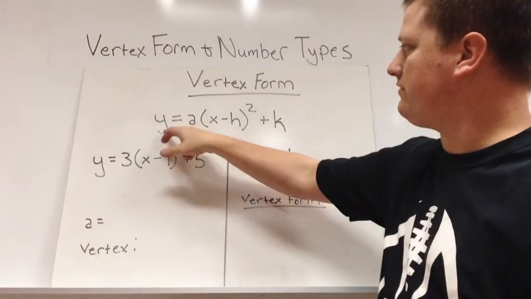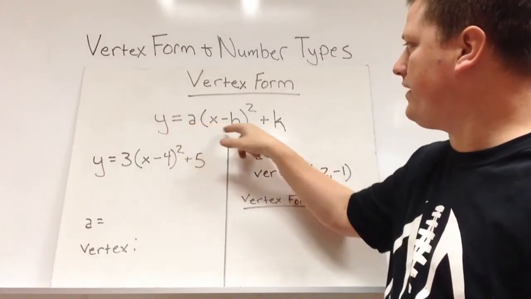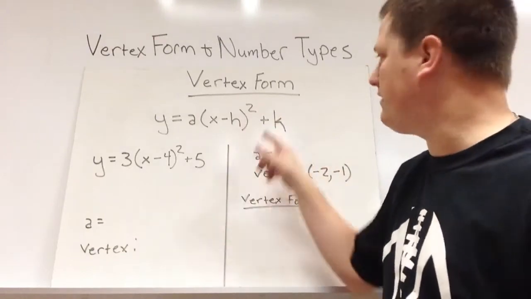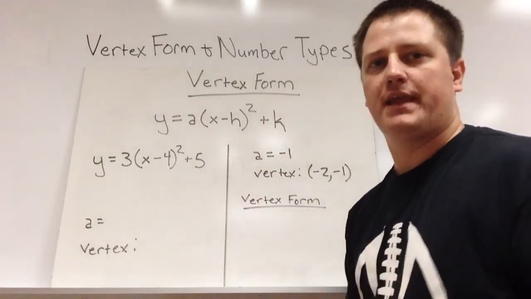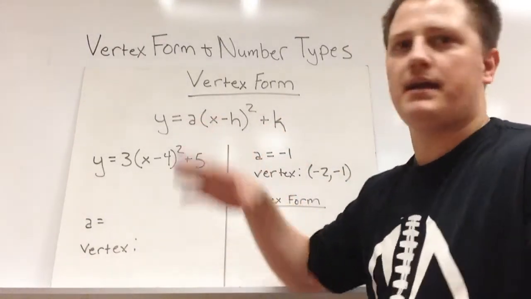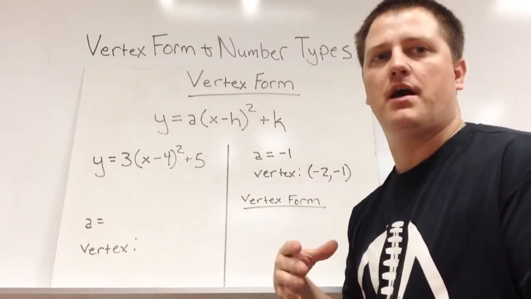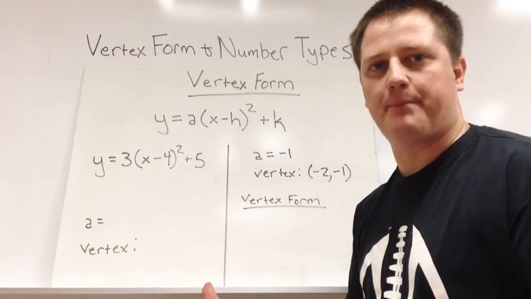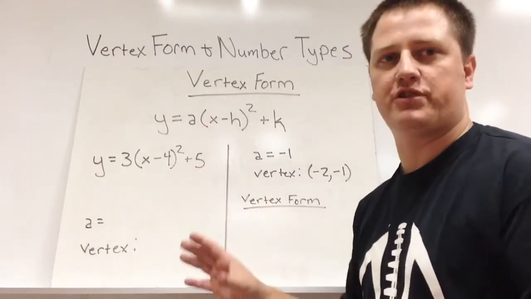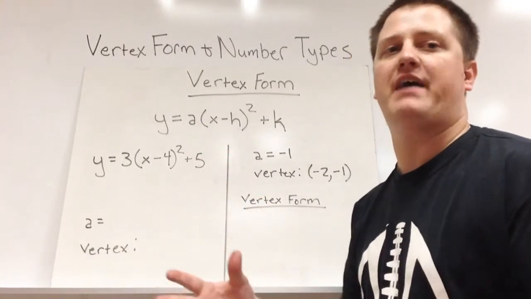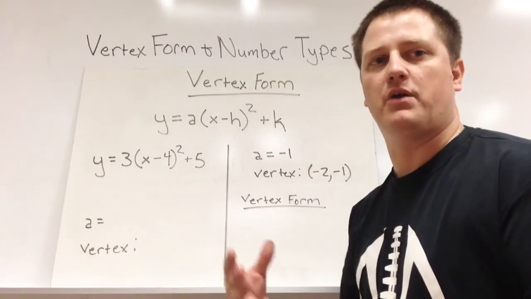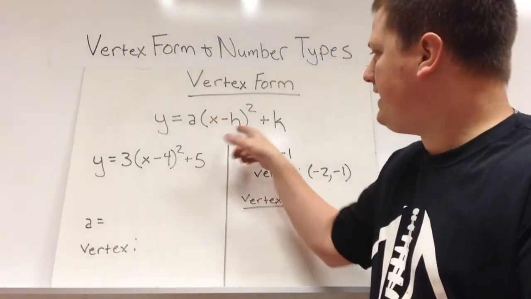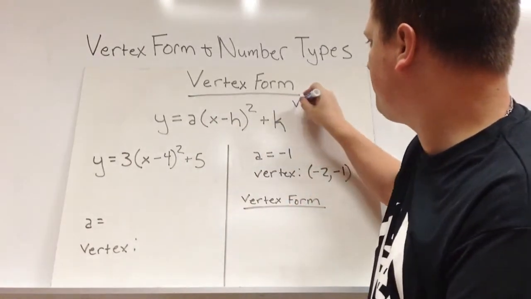Vertex form looks like this: y equals a, parentheses x minus h, and the parentheses squared, plus k. One thing that you need to know about this is a is a coefficient. We'll look at that more in another chapter. So most of the time we'll just be given a, or we'll find a, but we won't really focus on what it's saying. We'll just use it. h and k are known as the vertex.